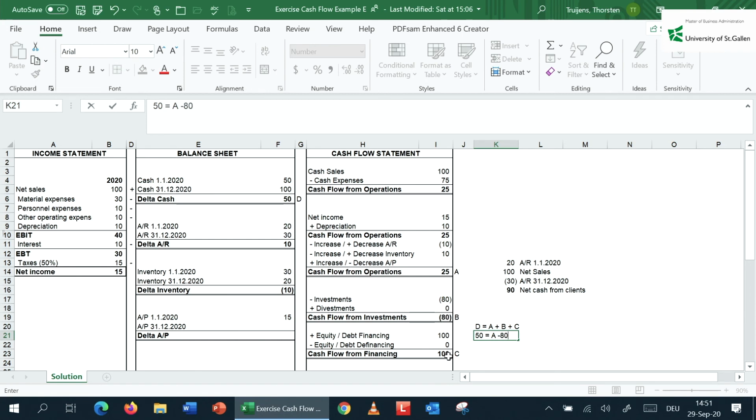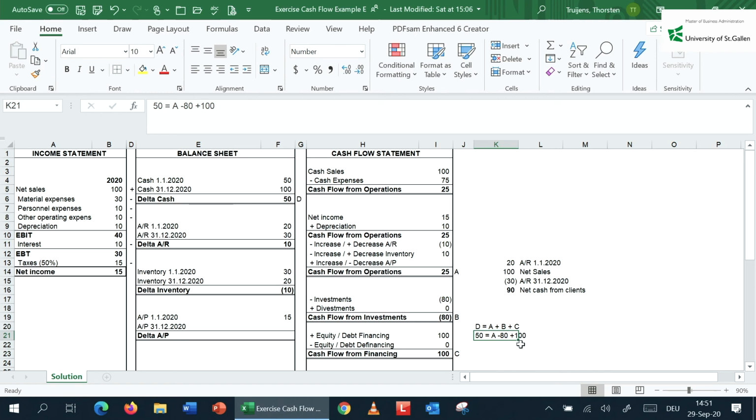And we do know C. C is plus 100. Okay, so 50 equals A minus 80 plus 100. So let's do math. Minus 80 plus 100, that's plus 20. So 50 equals A plus 20. Any gross estimates for A?